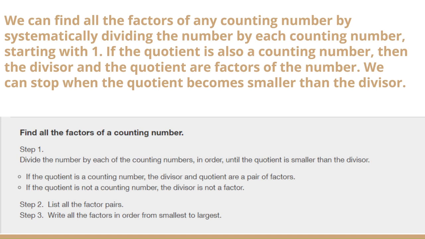So, to find all the factors of a counting number: Step 1, we divide the number by each of the counting numbers in order until the quotient is smaller than the divisor. If it is a counting number, the divisor and quotient are a pair of factors. If it is not a counting number, then the divisor is not a factor. Then you list all the factor pairs and write all the factors in order from smallest to largest.